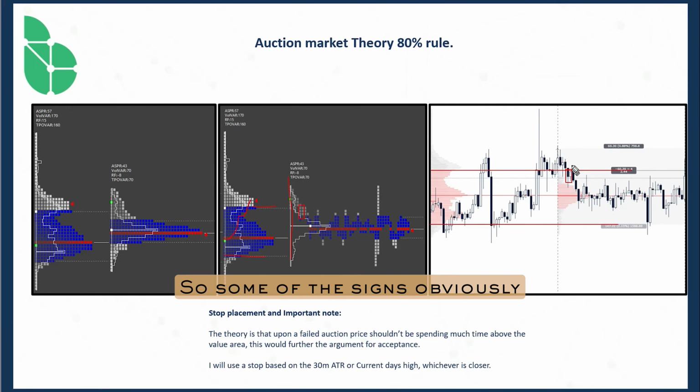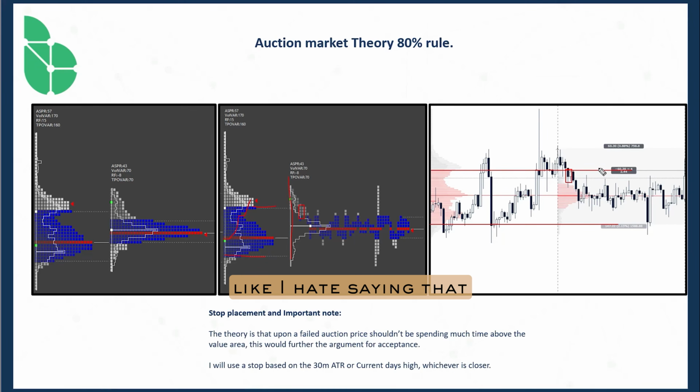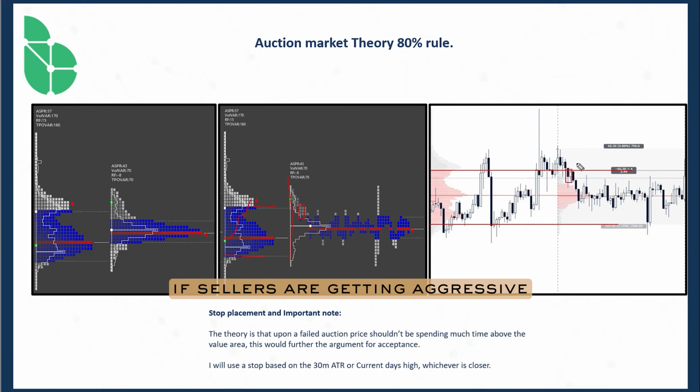Some of the signs that we need to look for are losses of momentum, absorption, using, for example, cumulative volume delta. Paying attention to delta and seeing if sellers are getting aggressive, if buyers are bidding this up, all these things that we want to look for, and I'm going to show you those on the next charts.